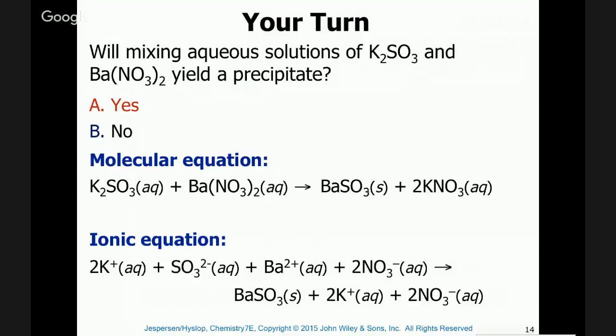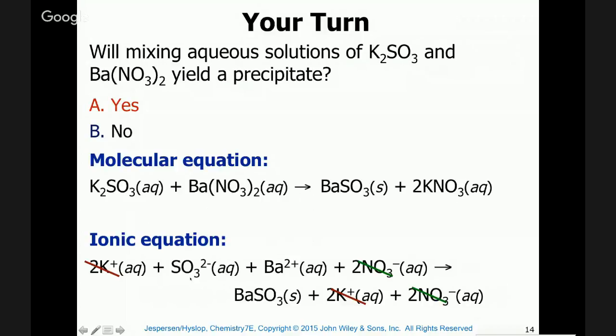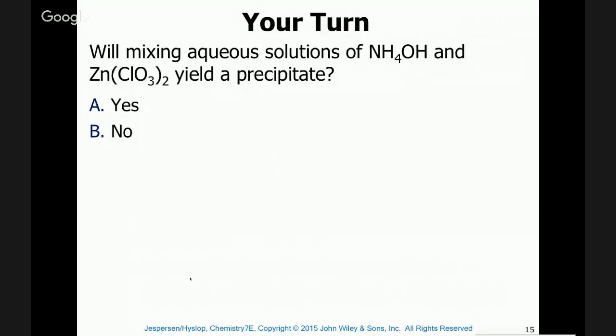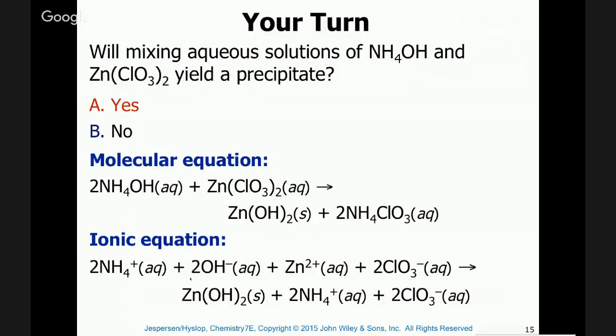Then you have your ionic expression down here. You can see what cancels out. So your net ionic equation would be SO3 2 minus and barium giving you your final solid product. So we're going to try another example. Okay, so zinc chlorate, ammonium hydroxide. Yes, they do. Here's your molecular equation and your ionic equation. You can see that your zinc hydroxide is insoluble, so it will be your solid.